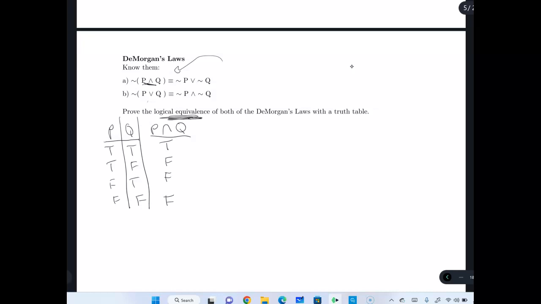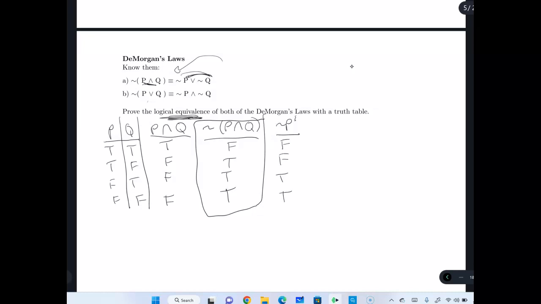Okay, so let's take the negation of that right now. So the negation, that would be false and a whole bunch of trues. Okay, so now let's do these two. So this is the one side, right? That's the left-hand side. So now let's make a column of not P. So not P is false, false, true, true. And then make a column of not Q. So that would be false, true, false, true.